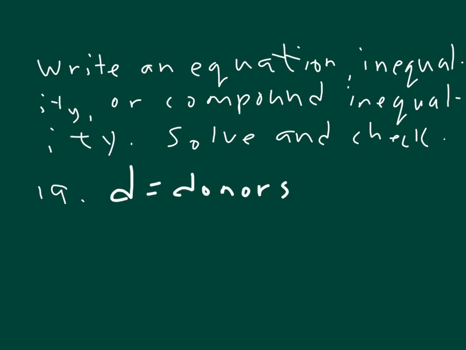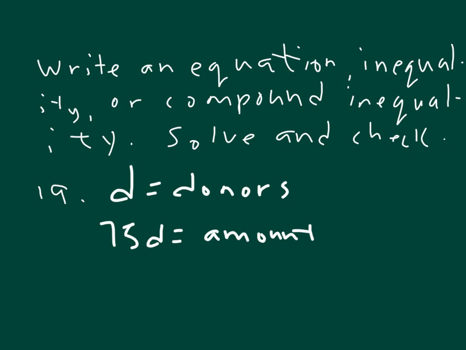And let's think about how much money he raises for every donor. $75. So if he has 2 donors, he has 75 times 2. 3 donors would be $75 times 3 donors. D donors must be 75 times D. That's the amount of money that he raises.